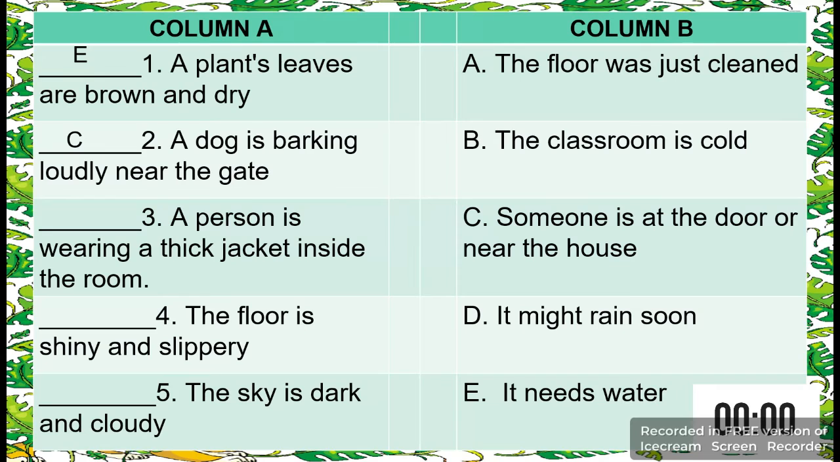Number 3, a person is wearing a thick jacket inside the room. You think that letter B, the classroom is cold. Number 4, the floor is shiny and slippery. You think that letter A, the floor was just cleaned. And last, the sky is dark and cloudy. You think that letter D, it might rain soon. Good job, kids!